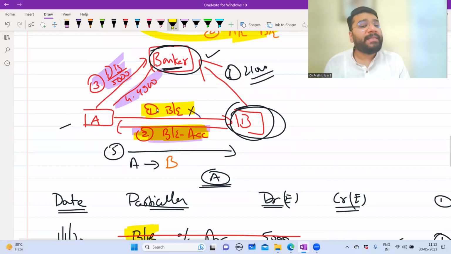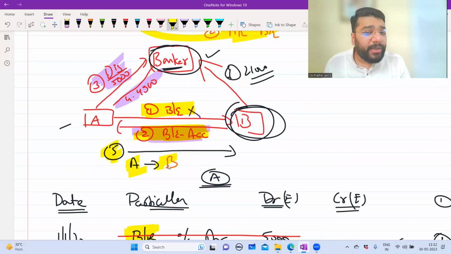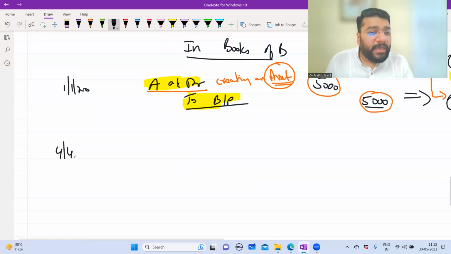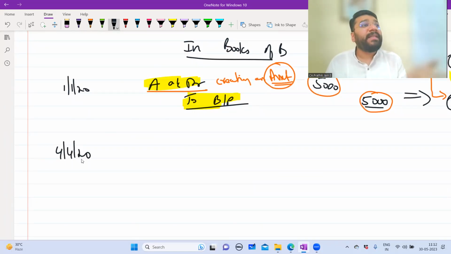Then what happens? The next transaction is the fifth transaction. On the maturity date, A is making the payment to B in the form of a check, which means B is receiving the check. Now, on the due date, what is the due date? Sir, 4th of April 2020. We are receiving the check.